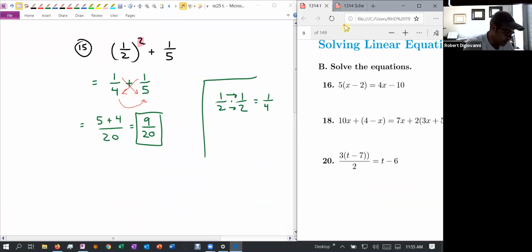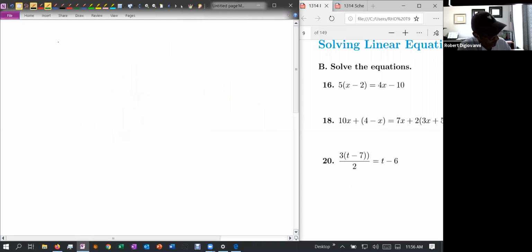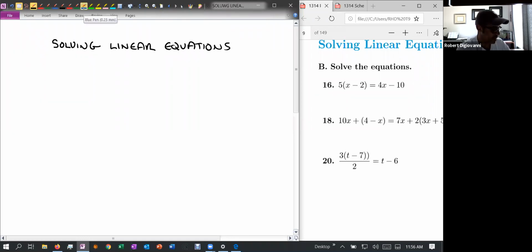All right, we're moving on to a new topic. So now what we're going to be talking about is solving what are called linear equations. Okay, so I'm going to add something to this. It's not in the title, but I'm going to add this: of one variable. Okay, so we're going to take a look at solving linear equations of one variable.